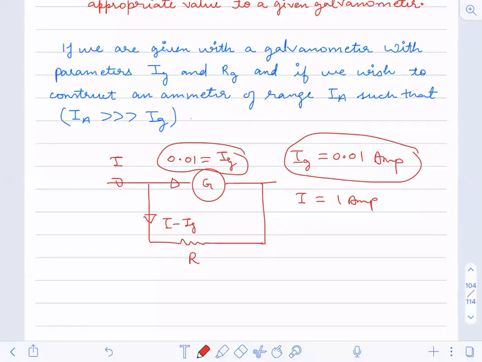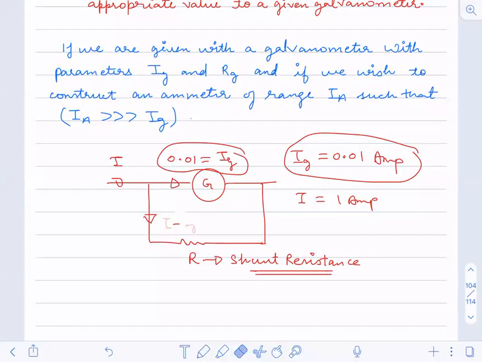A galvanometer is converted into an ammeter by connecting a small resistance in parallel to it. This small resistance is called the shunt resistance. Understood? Let us understand this with some numerical values.